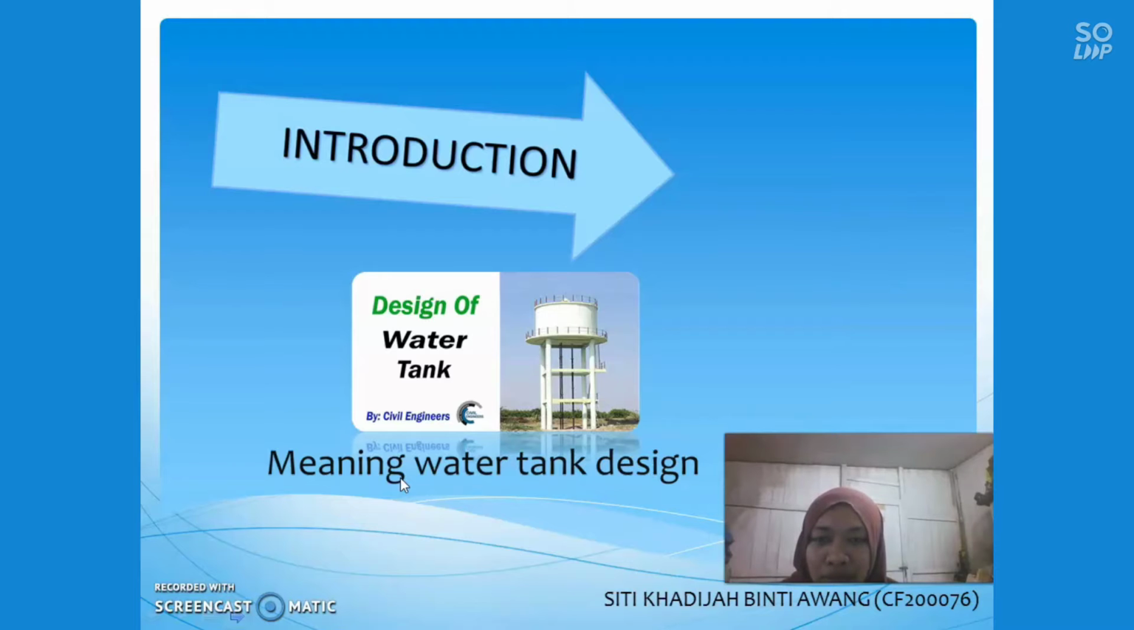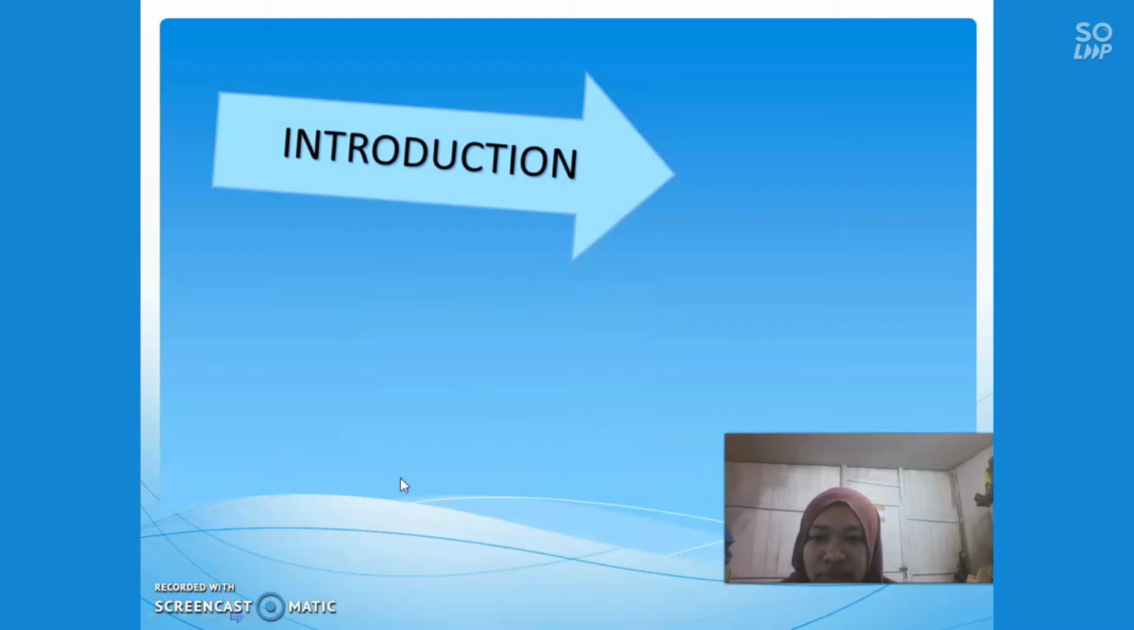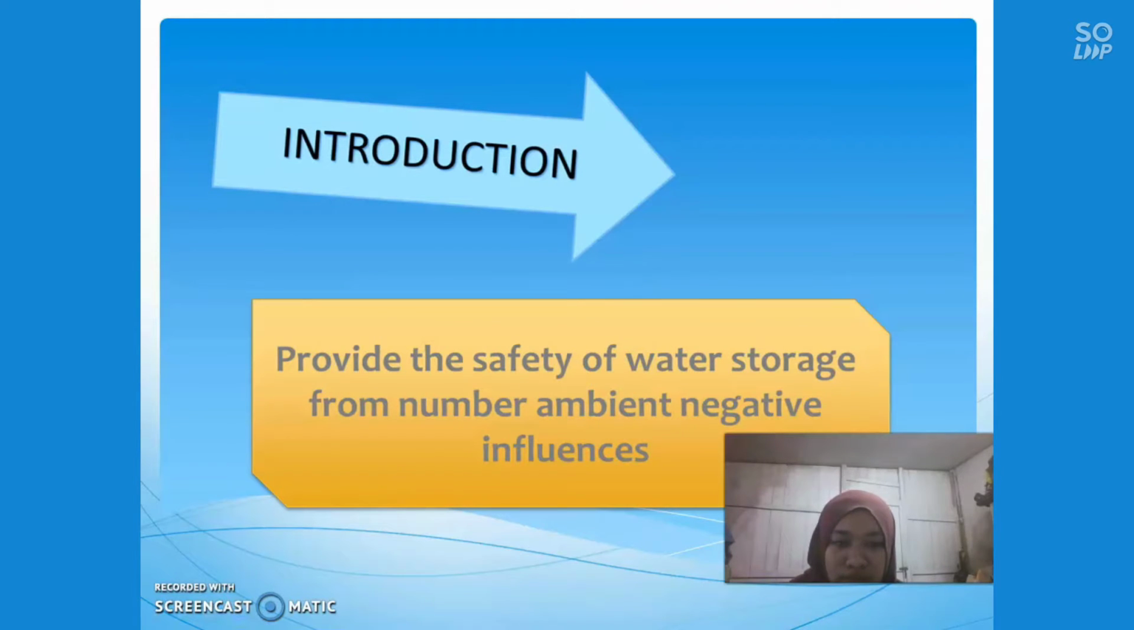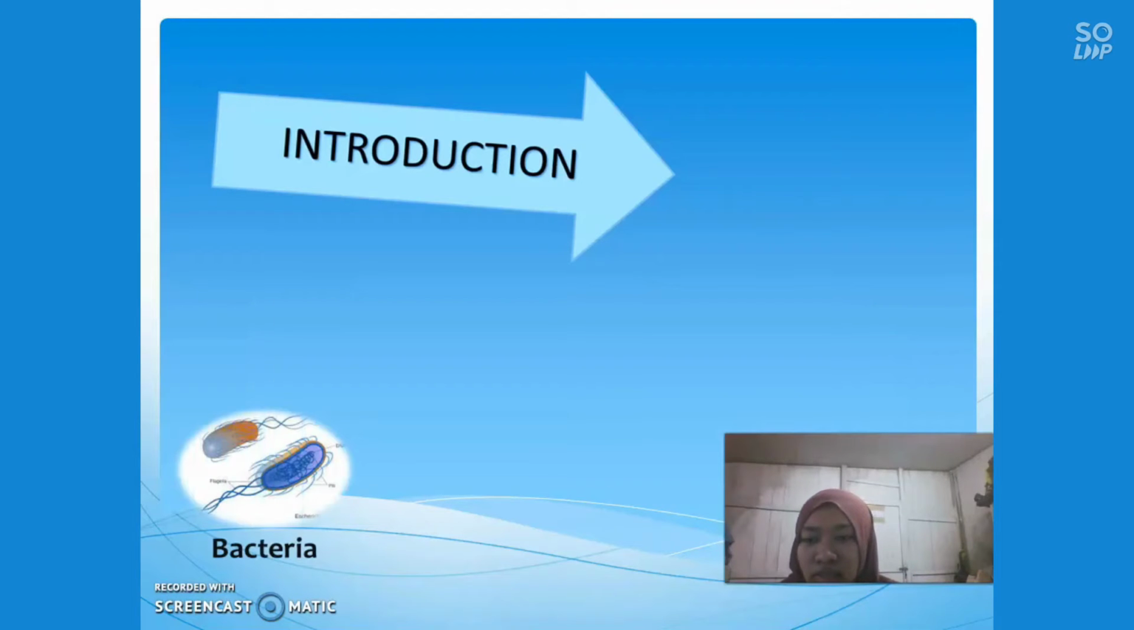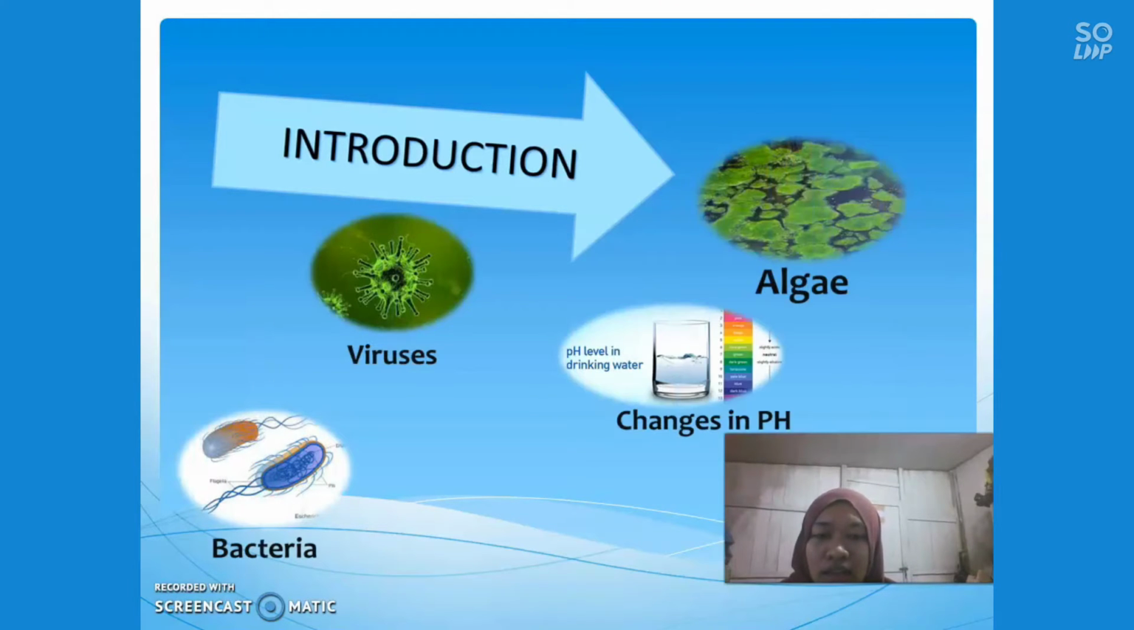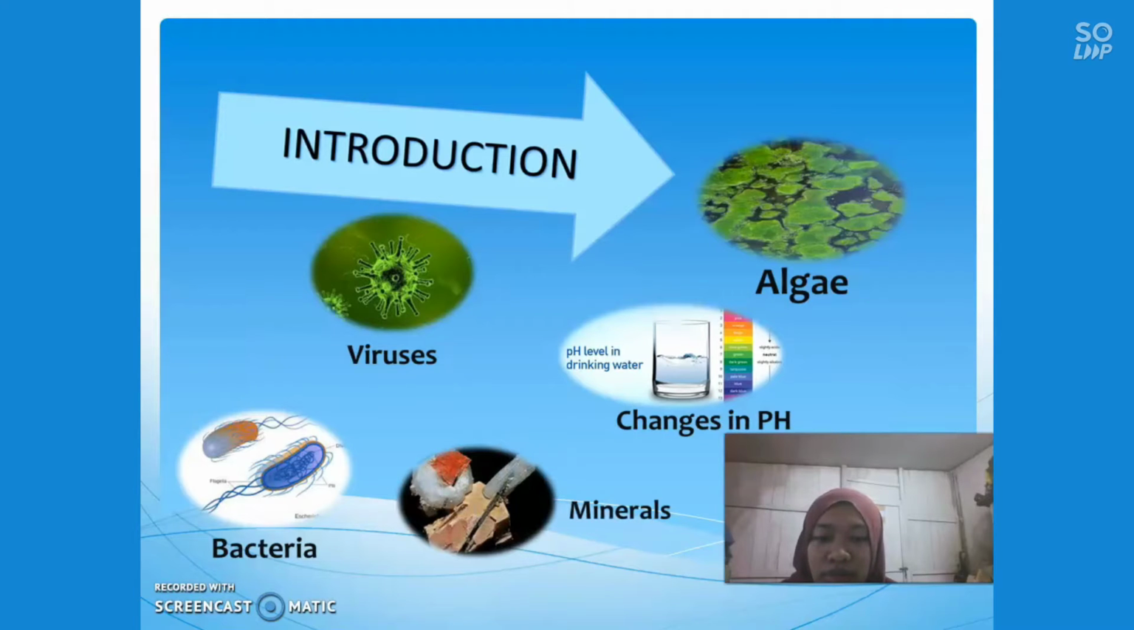I will introduce the water tank design. The purpose of water tank design is to provide safe water storage from negative ambient influences, such as bacteria, viruses, algae, changes in water pH, minerals, and accumulated gas. Accurately designed water tanks work to mitigate these negative effects, and it is desirable that water tanks be cleaned annually to reduce the delivery of algae, bacteria, and viruses to people or animals.